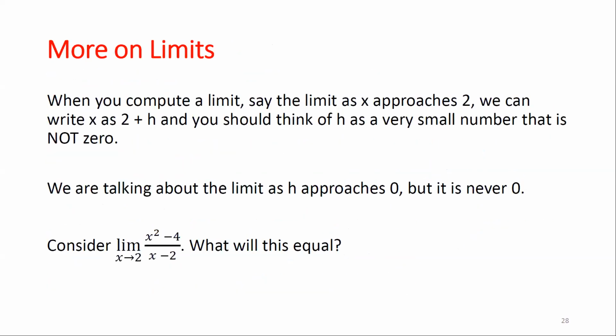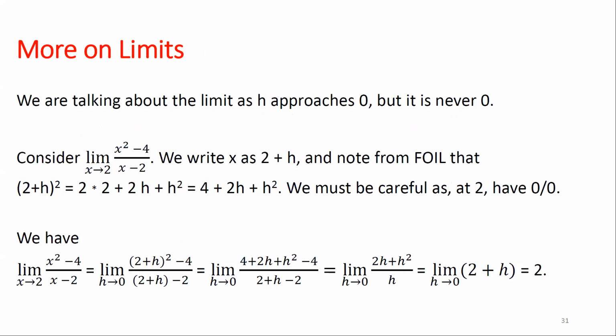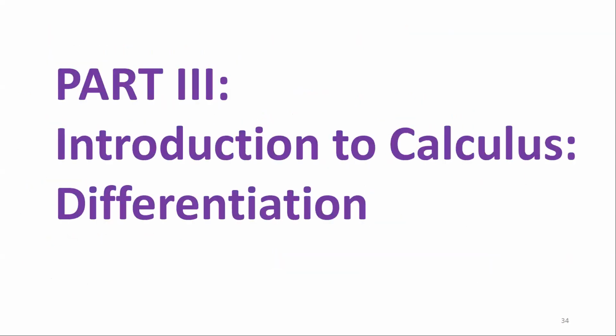So we did a lot of computations of limits. Here's a great example of a limit, x squared minus 4 over x minus 2. When we put in 2, we get 4 minus 4, which is 0, over 2 minus 2, which is 0. But when we went out and did all the work, we found that it was just equal to 4. Not all limits are easy to find.